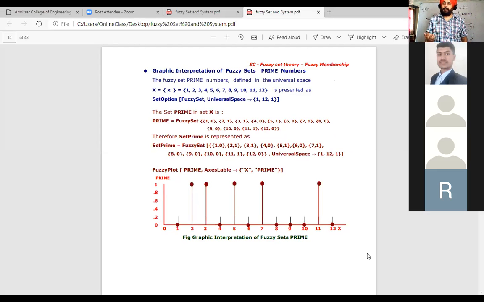There is a graph of prime numbers. So all your members are 1 to 12. But 1 से 12 में वो आपका यूनिवर्सल स्पेस है. उसमें से प्राइम नंबर कौन से हैं? 2, 3, 5, 7 and 11.